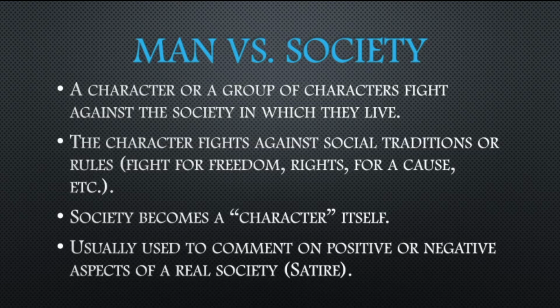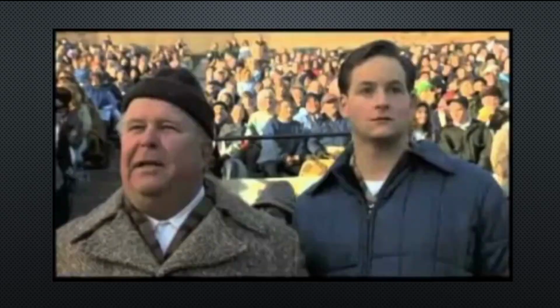And so the society becomes a character itself. Usually we see these types of stories where the author is trying to make a point to show something that's wrong in society. And we call that satire. Satire is something we will discuss later on in the school year, but I wanted to make you aware of this man versus society conflict, and I've given you an example here of a man versus society in a movie.